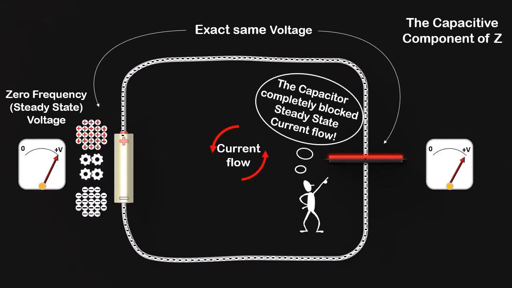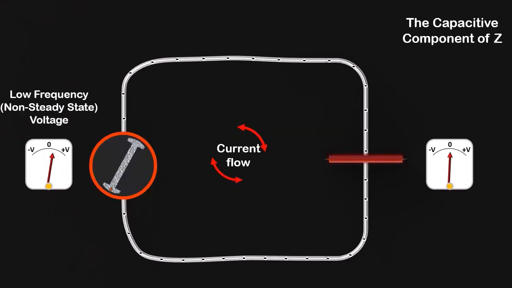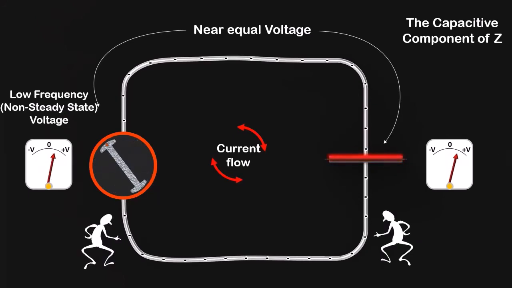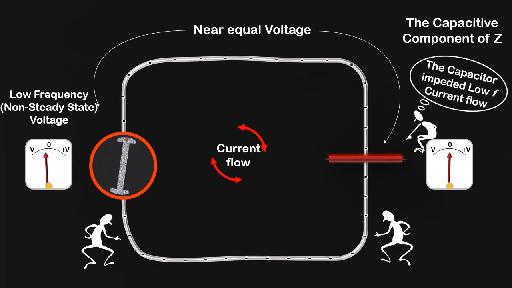If we exchange our zero frequency steady-state voltage source, our battery, for a non-steady-state voltage source, one with a low frequency like we have here, what can we observe? The capacitor quickly builds to a near equal voltage to the source voltage and allows only a tiny amount of current flow. You have to look closely to even see the electrons moving. The current is so low. We could say that the capacitor has greatly opposed or impeded low frequency current flow.